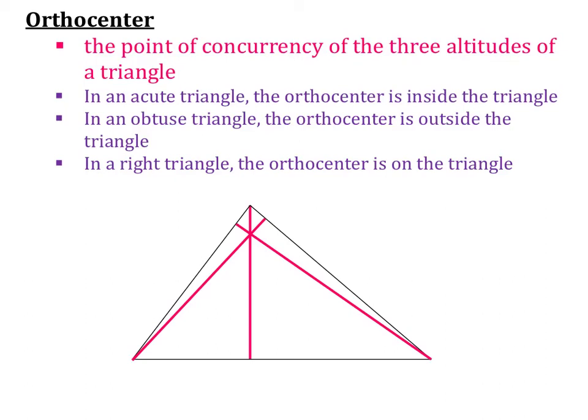Altitudes also have a special point. It's called the orthocenter. The orthocenter is the point of concurrency of the three altitudes of the triangle. In an acute triangle, the orthocenter will be inside the triangle. In an obtuse triangle, the orthocenter will be outside of the triangle. And in a right triangle, the orthocenter is going to be on the triangle. So you have different options of where your orthocenter could be located in, on, or around your triangle.